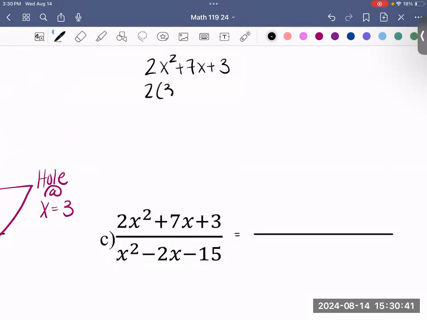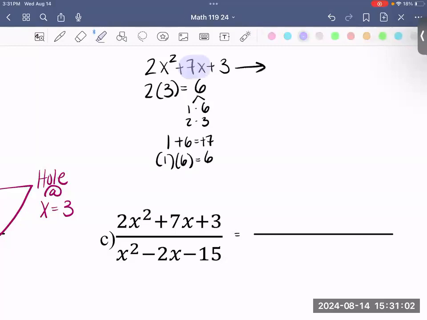So 2 times 3 gets us to a positive 6, 1 and 6, 2 and 3. And we're trying to figure out how we can rearrange this to be a positive 7. So 1 plus 6 can get us to a positive 7. And if we multiply them together, they do get us to a positive 6. So we get to rewrite 7x as 1x and 6x. You'll see that change right here.